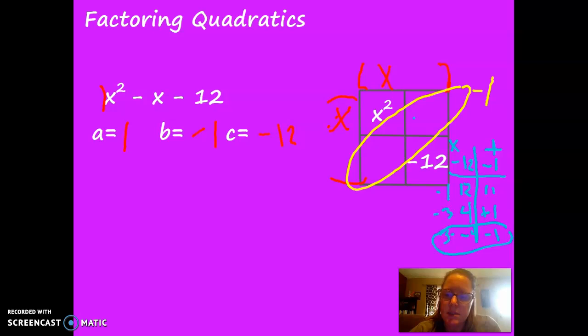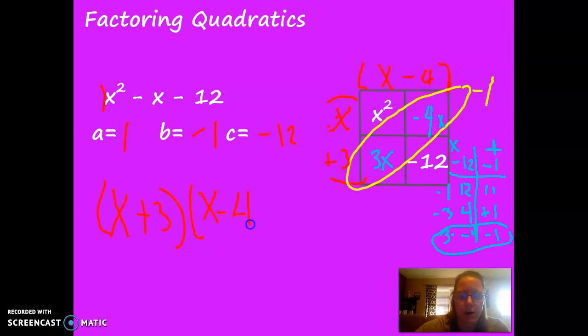So I know that this needs to be -4x, and this needs to be +3x. So then to find my outside factors, I would say what times x gives me -4x? In this case, it's -4. What times x gives me 3x? +3. So my two factors would be x plus 3 and x minus 4. Remember, you can always check your work by FOIL or redoing the area model to make sure you're correct.